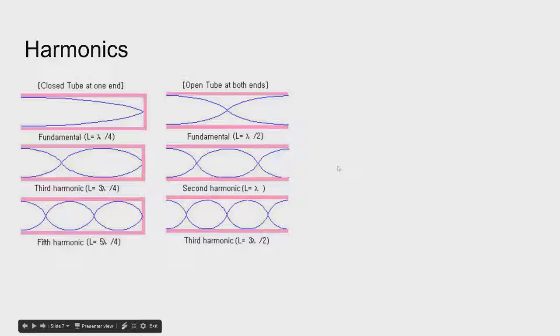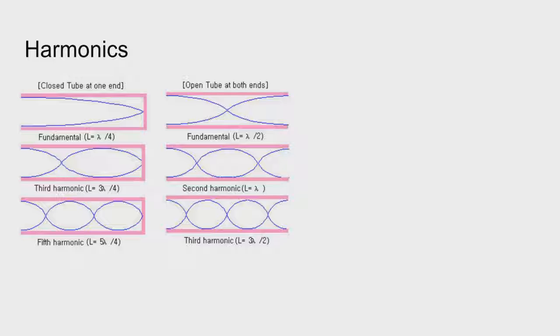So for harmonics, when a standing wave goes through an open tube at both ends, the length will be wavelength divided by 2. In the second harmonic, the length will be wavelength, and in the third harmonic, the length will be 3 times wavelength divided by 2. And we can see that it goes up by 1/2 wavelength every single time you move up a harmonic.